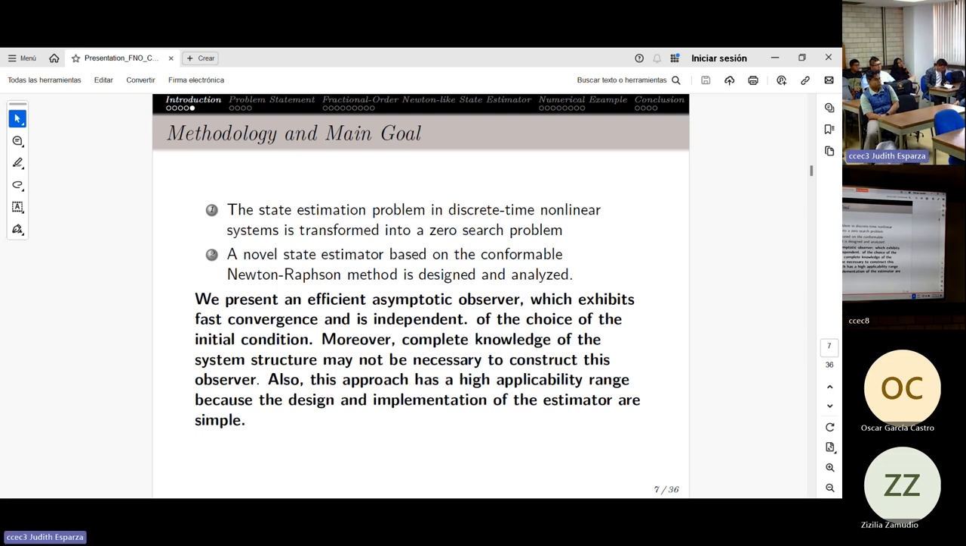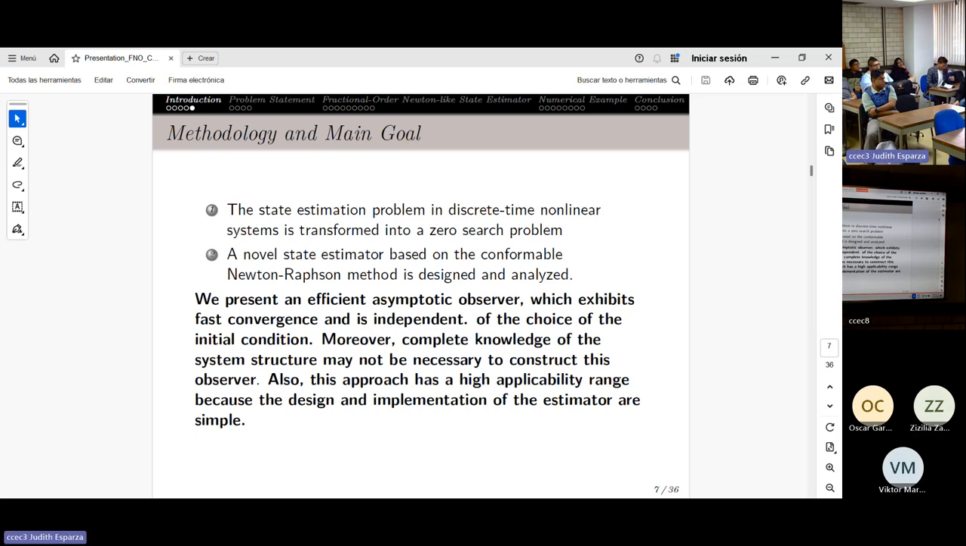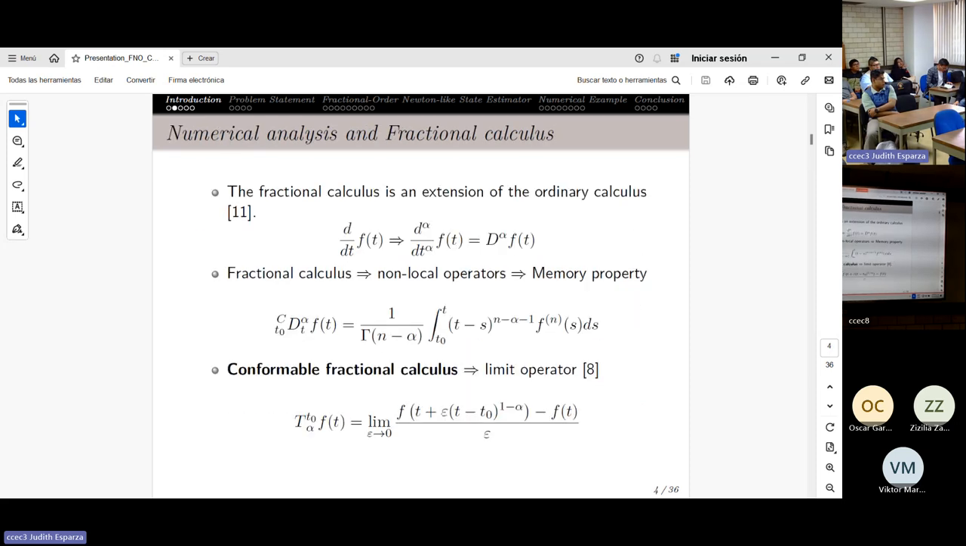In consequence, a novel state estimator based on the conformable Newton-Raphson method is designed and analyzed. We present an efficient asymptotic observer which exhibits fast convergence and is independent of the choice of initial condition. Moreover, total knowledge of the system is not necessary, since the estimation problem is carried out as a root-finding problem. Also, this approach has a high applicability range because the derivative is a simple limit operator.